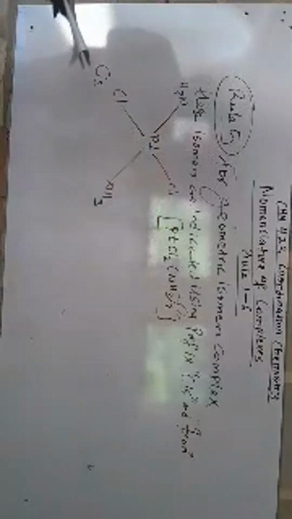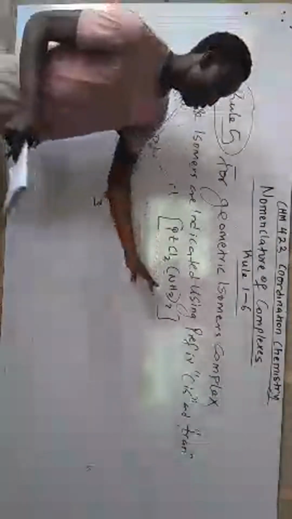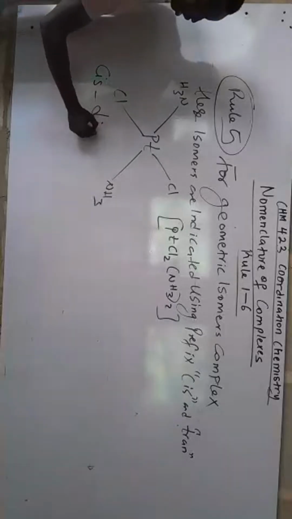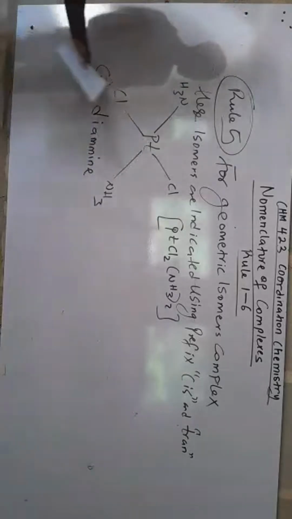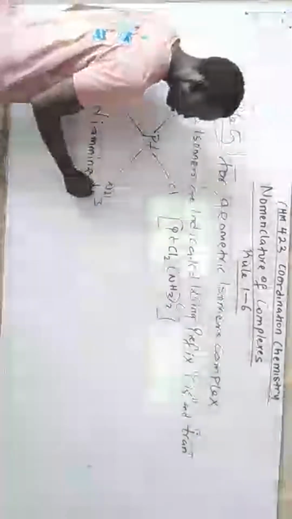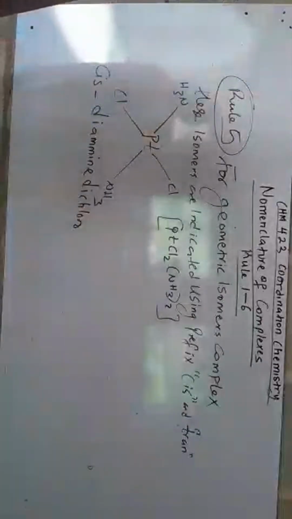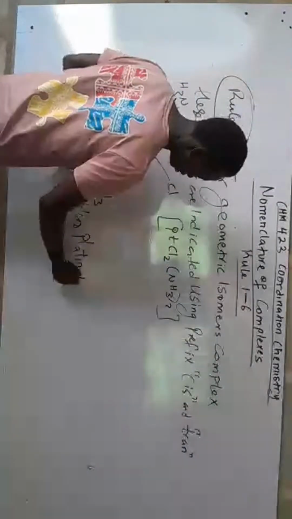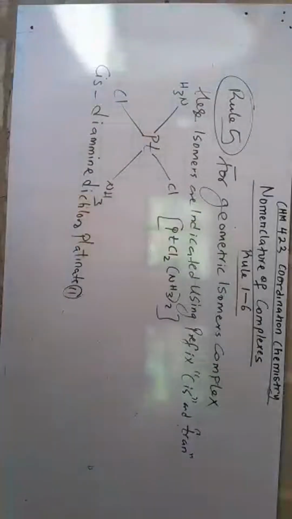Now that you know what you have there, you can now proceed. So the name of this compound, you are naming the anionic first. And so this is called cis-diammine, followed by dichloro. After the dichloro, this is platinate, so platinate(II). That is it. Platinate(II). So it's due to the fact that it is what?